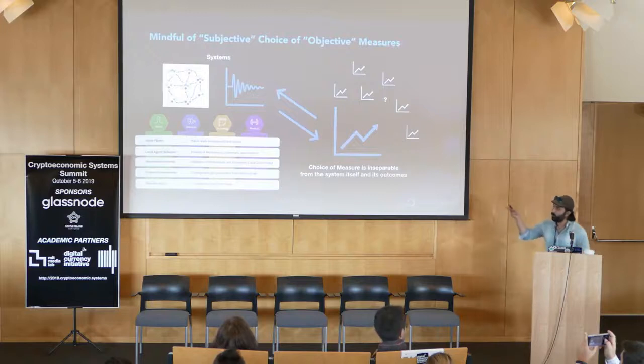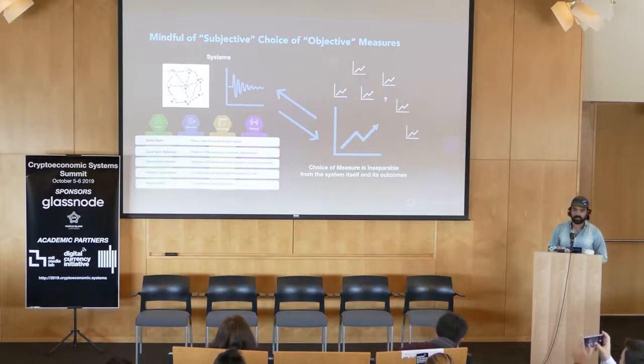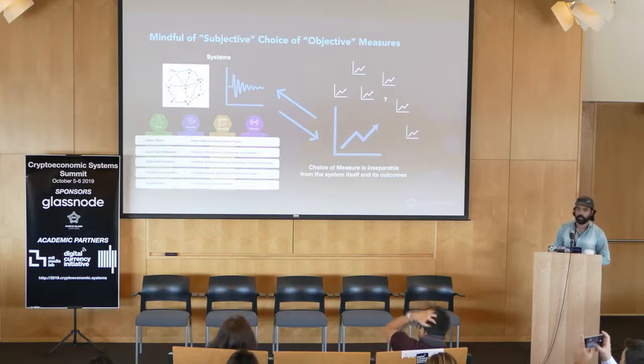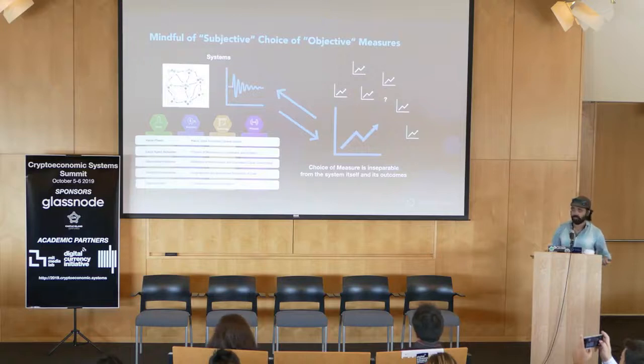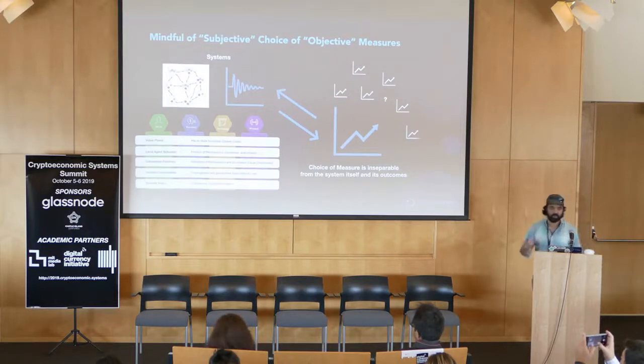So the important thing about designing and modeling these systems is that you are always making subjective choices whenever you impose an objective measure on the system. And that doesn't mean don't do it. You absolutely have to do it. You just have to acknowledge when you do it. You have to make it as explicit as possible.